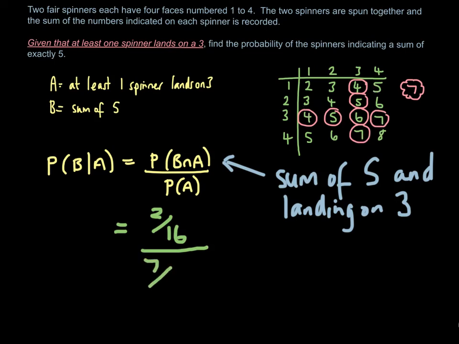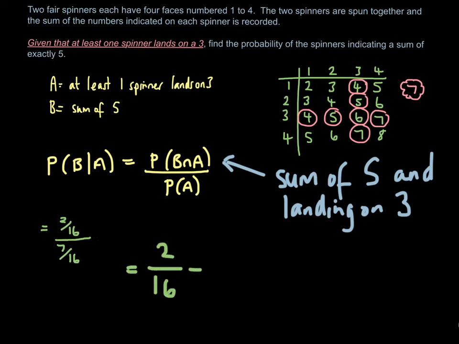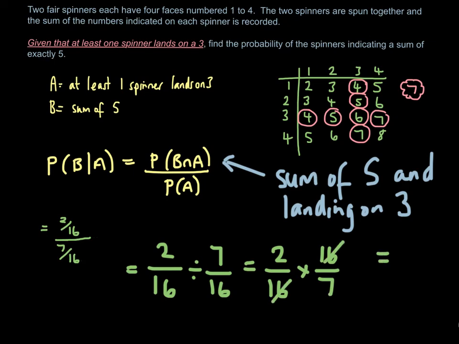So if we do that division, we're going to have 2 over 16 divided by 7 over 16. So if we do KFC, it's a bit of C1 revision for us here. 2 over 16 multiplied by 16 over 7. So the 16s cancel, so it gives us an answer of 2 over 7.